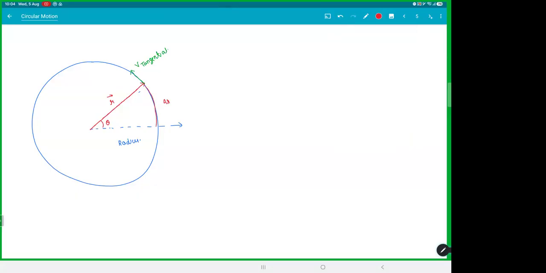This length will be your arc length S, which is R theta. So we have S is equal to R theta, differential with respect to time. That will become ds by dt is equal to r into d theta by dt. Here r is constant, so we are not going to mess with it for now. And this becomes v, this becomes r into omega.